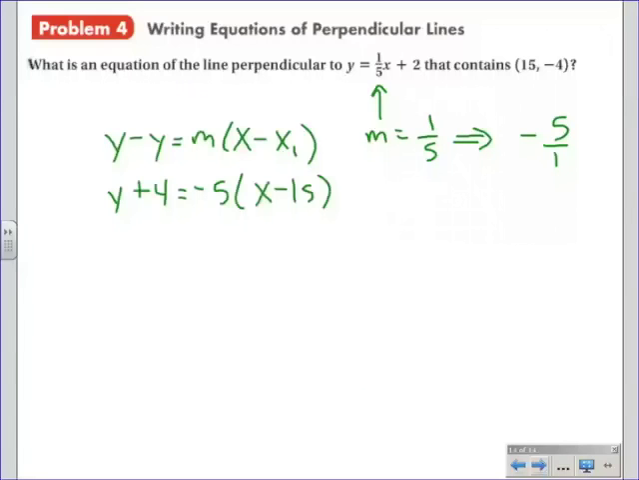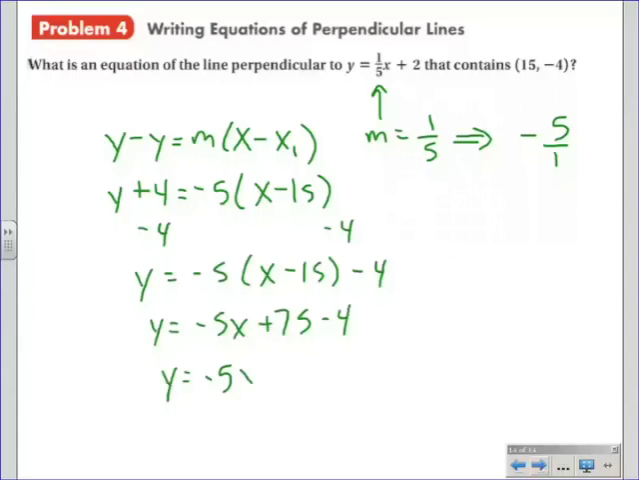So that could be my final answer, but if the question happens to ask you to change it into slope-intercept form, we're going to move the 4 over. Y equals -5, x minus 15 minus 4. Distribute, and then combine like terms. So there's our final answer as slope-intercept form.